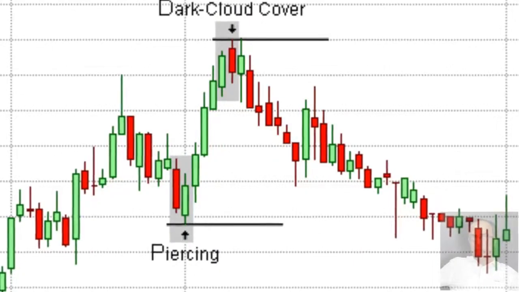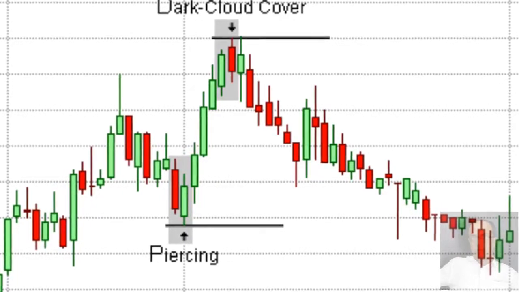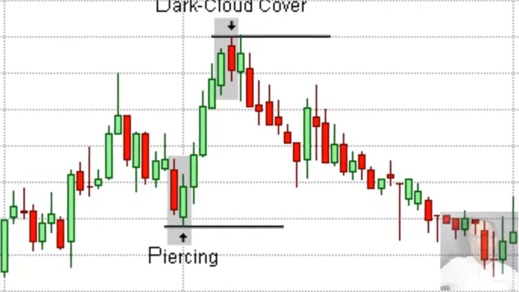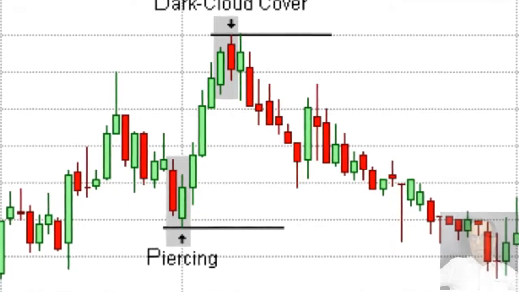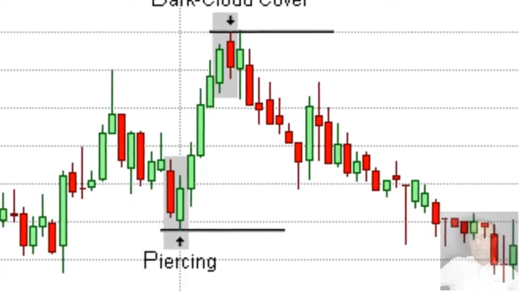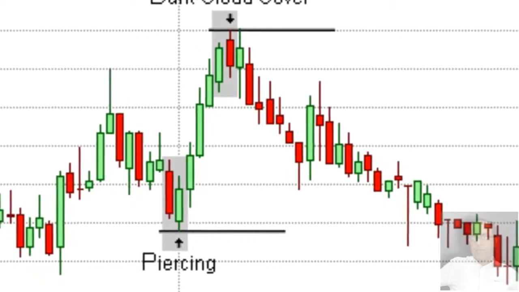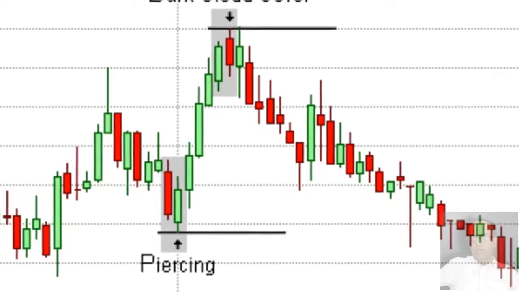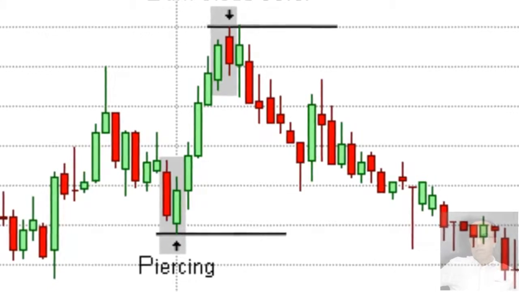A dark cloud that fails to move under the center of the prior candle may be seen as less bearish compared to the classic dark cloud cover. In case the cloud cover close is not below the midpoint of the first candle, one needs to wait for confirmation on the next day.